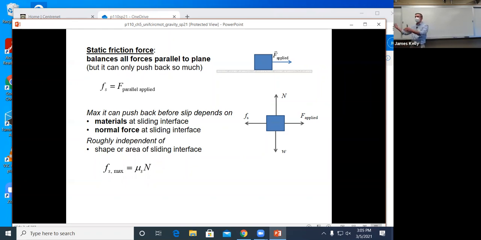If I have a really heavy object, there's a big normal force. Of course, I'm going to have to push a lot harder to get it to budge and start sliding.